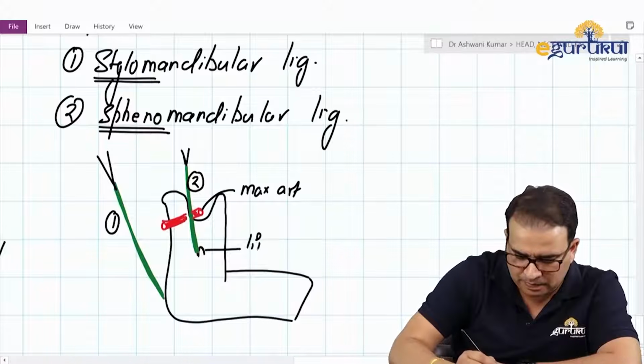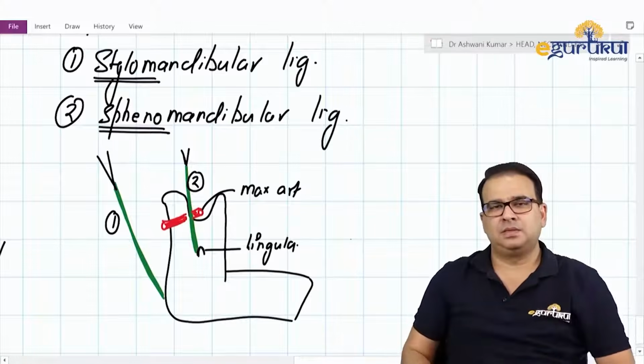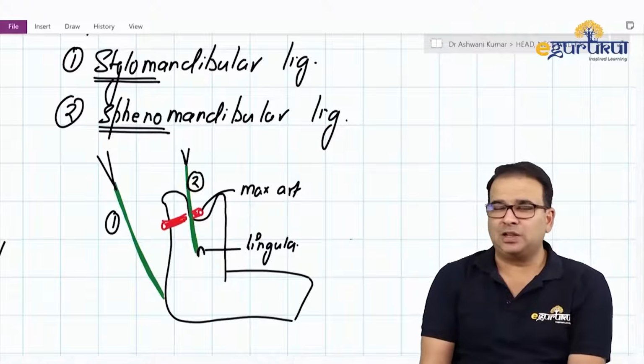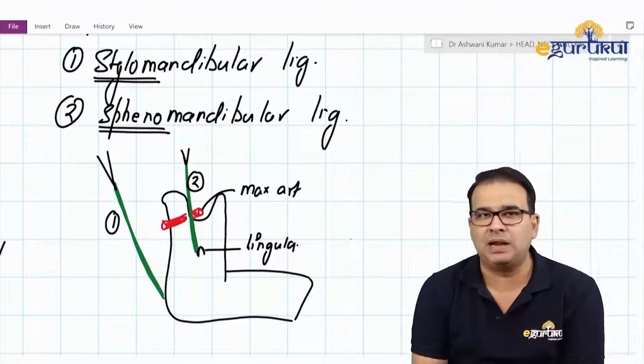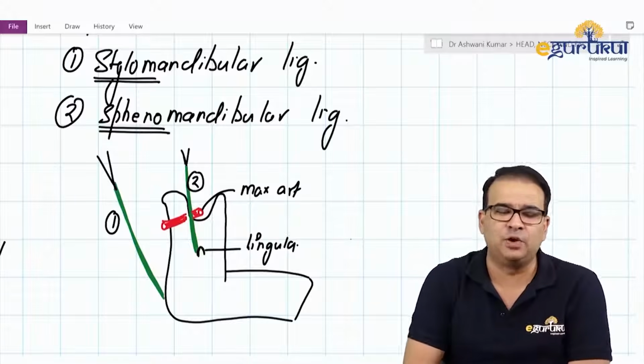The two false ligaments of the TMJ. The true support was the capsule, and the one true ligament was the lateral temporomandibular ligament, and the two false ligaments are the stylomandibular and sphenomandibular.